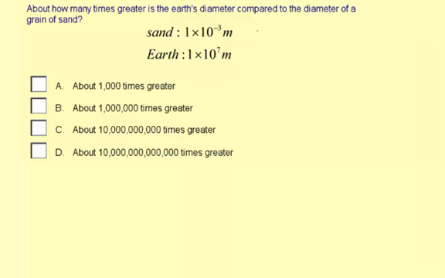So we're going to put the Earth as the numerator. So 1 times 10 to the 7th meters. And we're going to compare that to the grain of sand, 1 times 10 to the negative 3 meters. So let's read the question again, make sure this is set up properly. How many times greater is the Earth's diameter, so the Earth is here, compared to the diameter of a grain of sand?